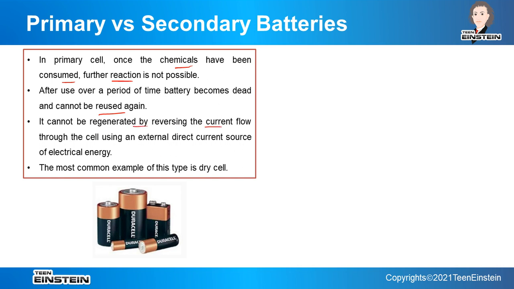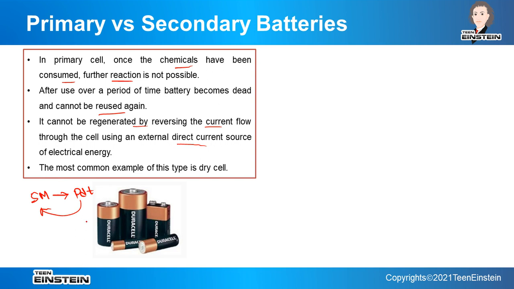Suppose once the reaction is complete, we have obtained electrical energy from chemical energy. Now if we want to regenerate by reversing the current flow, the reaction has already moved from the left hand side to the right hand side, that is, from the starting material side to the product side. So this reaction is complete. But suppose we are trying to make starting material from product, that is not possible here. And how can we do so? If we can apply current flow through the cell using an external direct current source.